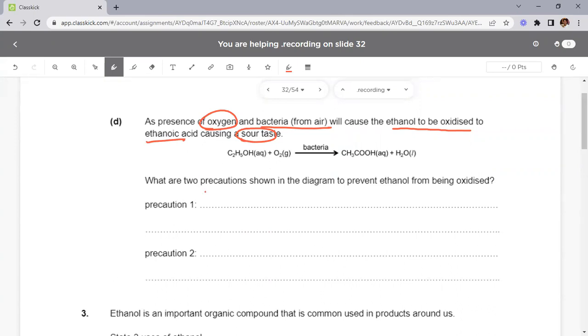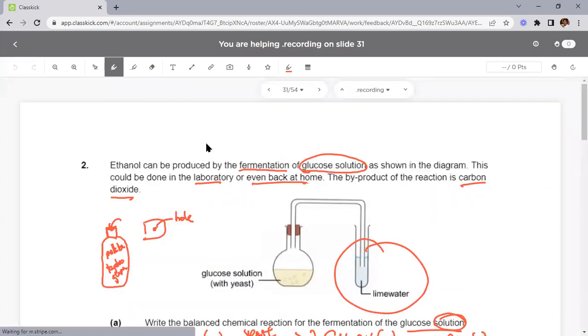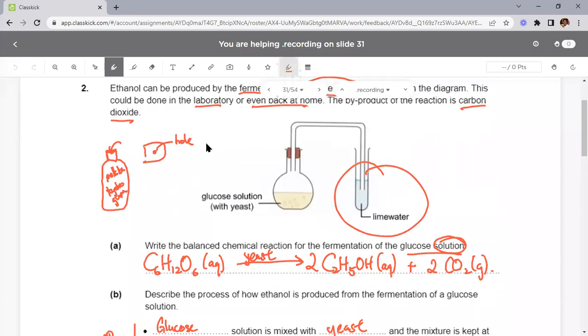First, we have to make sure that the rubber bung is secured tightly to the flask. So I'm going to show you the diagram again. This is the first precaution, which I'm going to highlight in green here. You can see that you use the rubber bung to secure the flask tightly.